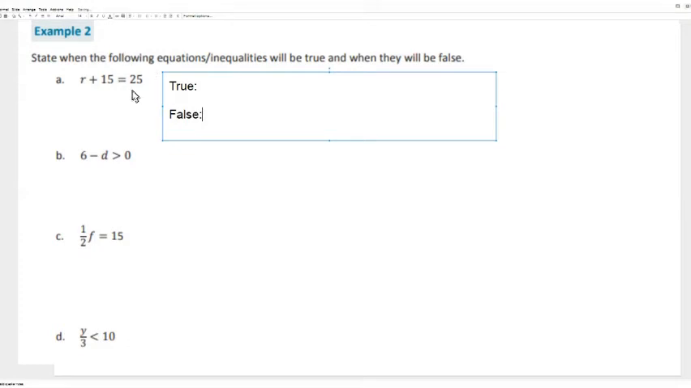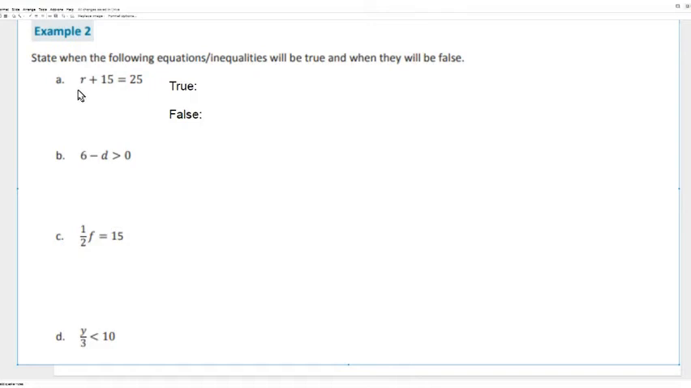Well, because we have to state whether it's true or false, we have this thing called a variable sitting here. So we have to think about what this variable could be equal to for this statement to be true, or what this variable could be greater than or less than to make this statement true. So if we look at this, we have to think about what r could be to make this statement true. And this is like a guess and check.